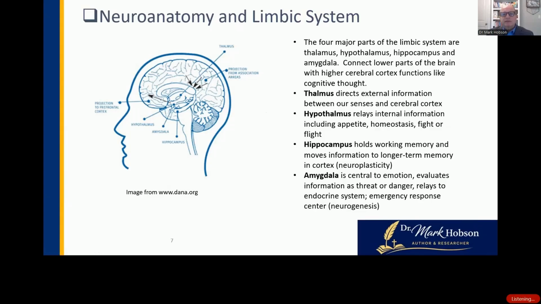This evaluates information as a threat or a danger, and it relates it to the endocrine system, which is the emergency response center, and it also creates new cells called neurogenesis. Evolution provided a quick route for preparing an immediate emotional response. If the amygdala senses a threat, it triggers the hypothalamus, which activates hormones, increases blood pressure and heart rate, and triggers our muscle contractions. The emotional system then hijacks the learning signal.